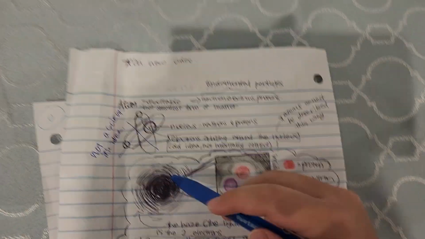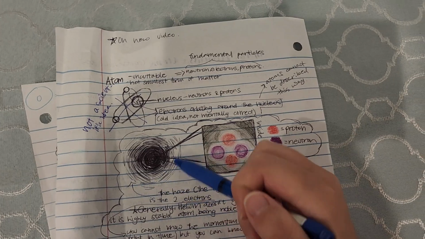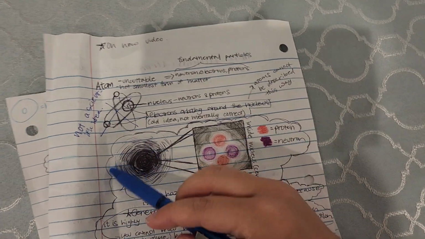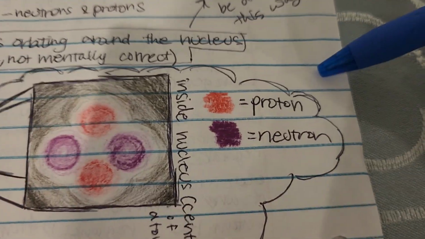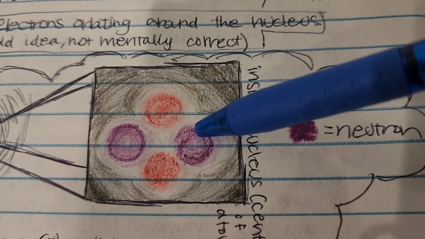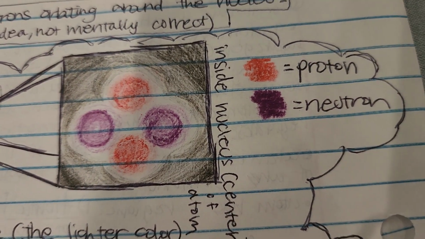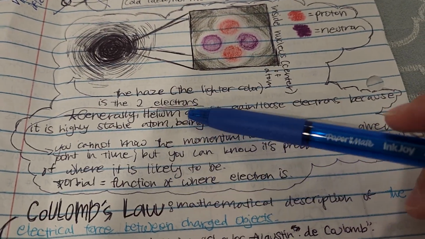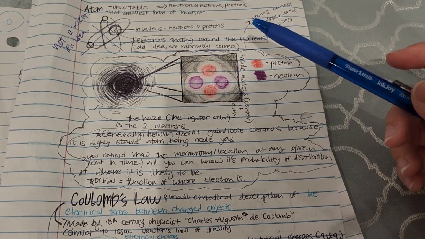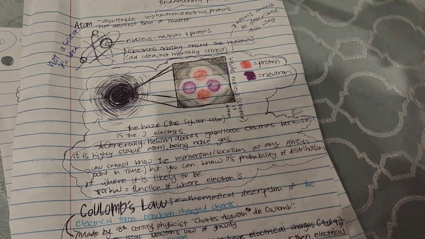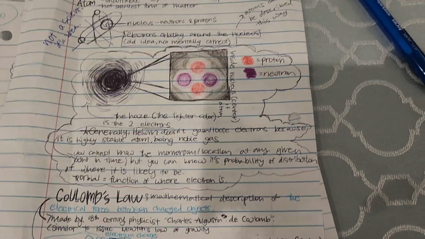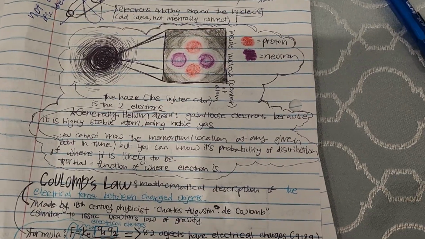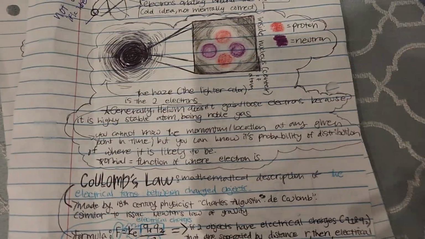So this is the image I was showing before. As you can see, as it cools out, it becomes more white, and that white is a cloud of electrons. Usually you can't see it, but using a microscope inside here, you can usually see something like this. The reds are the protons, and this is the neutrons. Remember, neutrons are neutral, protons are positive. Generally, helium doesn't gain or lose electrons. This is a helium atom. It doesn't gain or lose electrons because it is highly stable, being a noble gas.